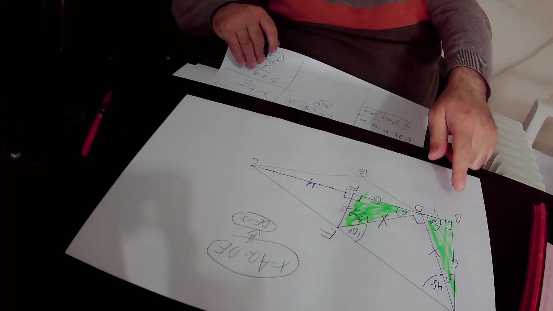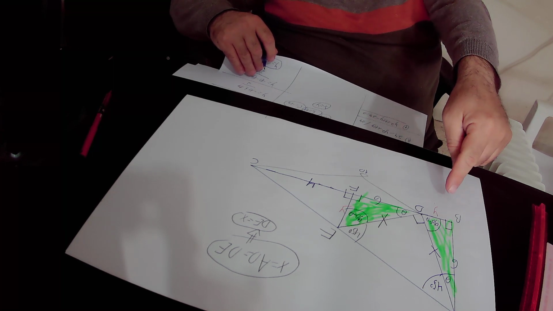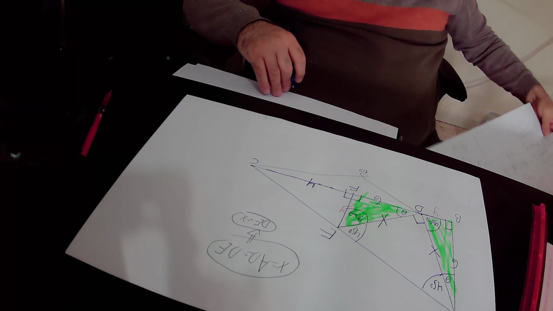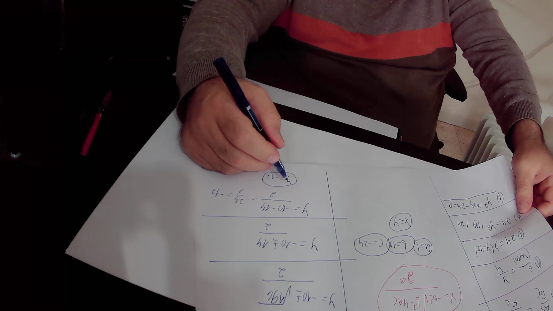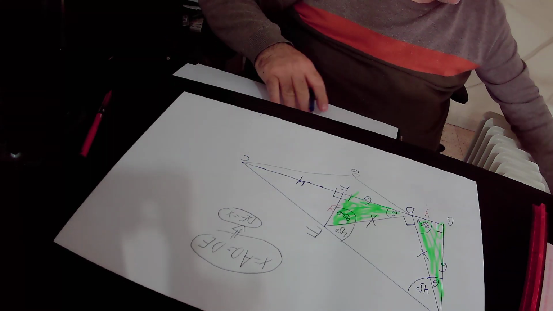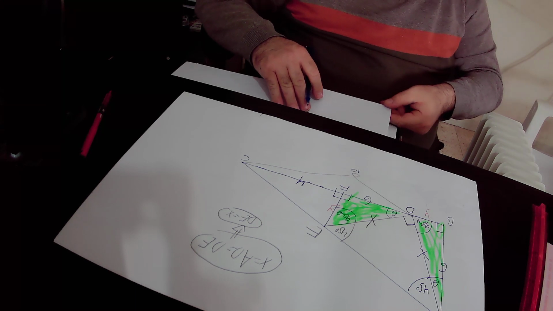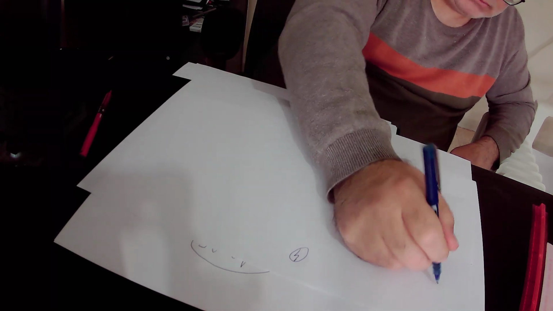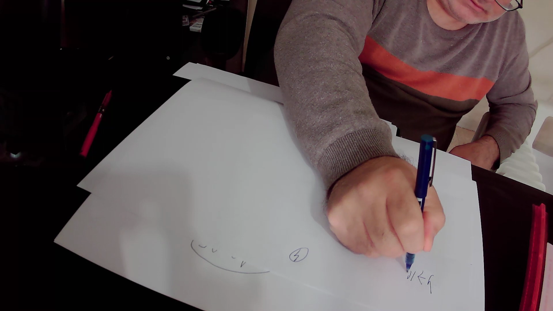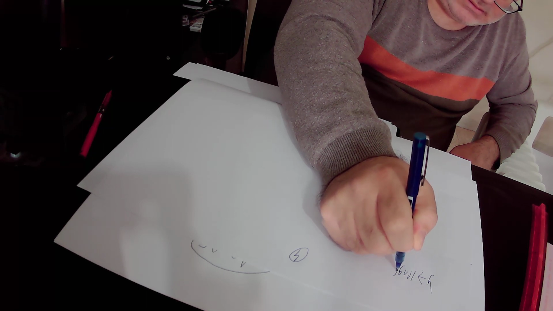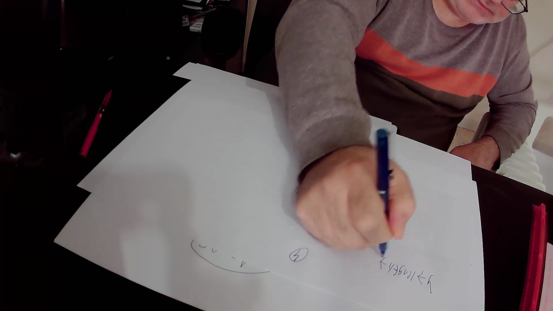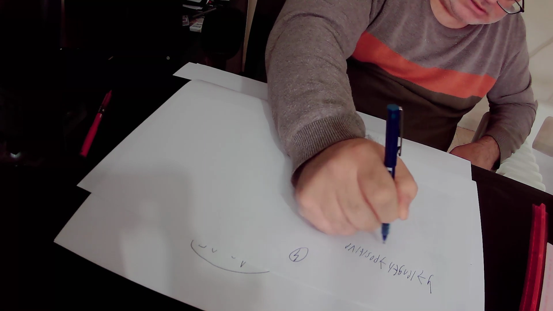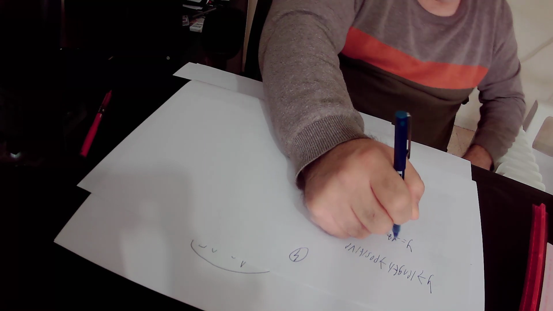And because y is the length of one side of a triangle, it must be a positive number. So write it down: y is the length of the side of a triangle, therefore it must be a positive number. So the solution that y equals minus 12 is the incorrect solution.